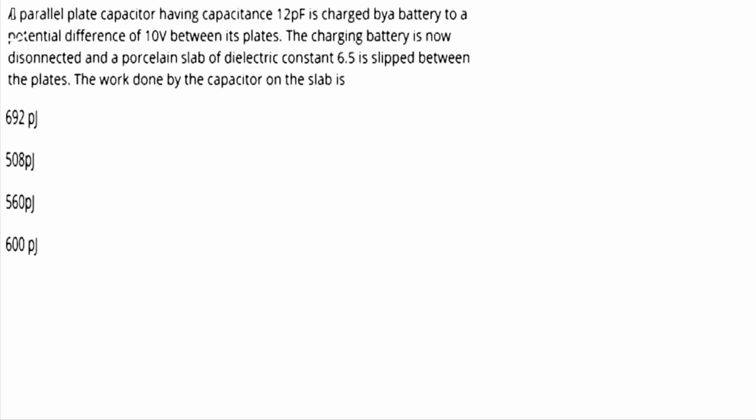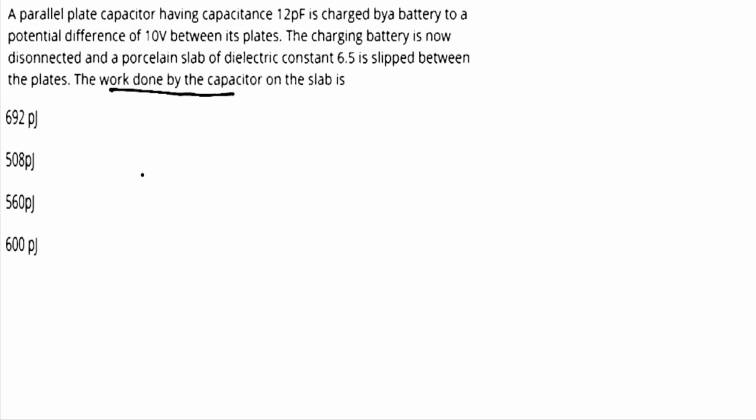Hello everyone, let's start the question. The question says that a parallel plate capacitor having capacitance 12 picofarad is charged by a battery to a potential difference of 10 volt between its plates. The charging battery is now disconnected and a slab of dielectric constant 6.5 is slipped between the plates. The work done by the capacitor on the slab is, so we have to find out the work done by the capacitor.